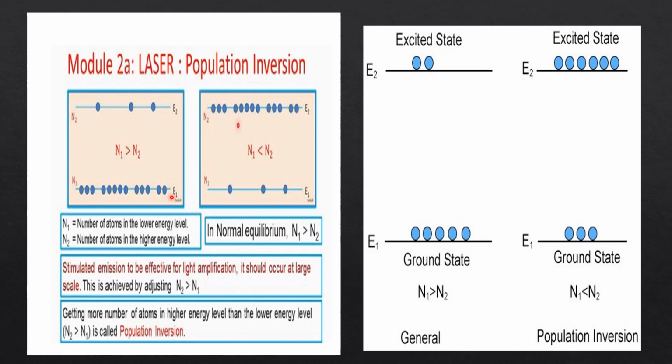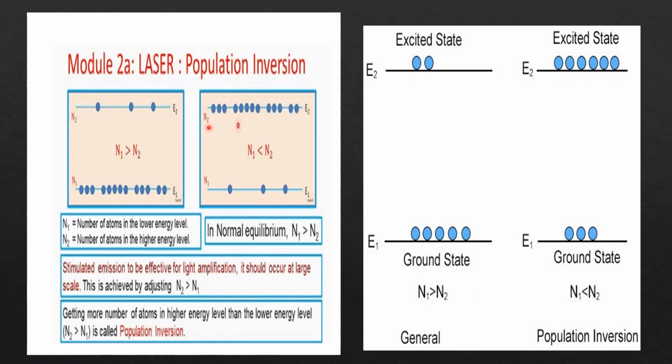You take this two-level system, E1 and E2. Let N1 denote the number of atoms in the ground state, N2 denote the number of atoms in the excited state. Now you see this picture, number of atoms in the ground state is more than the number of atoms in the excited state. Whereas if you see this picture, number of atoms in the ground state is less compared to the number of atoms in the excited state. Now this first state is called a general population state and the second state is called a population inversion state.